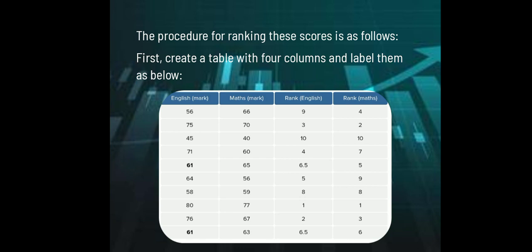So we will take the median, which is 6.5. Okay? And the ranking of math scores is 4, 2, 10, 7, 5, 9, 8, 1, 3, and 6.